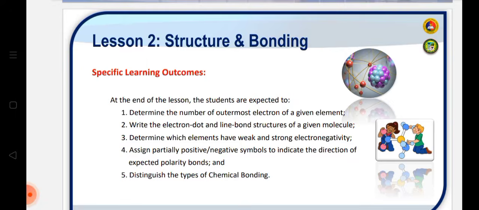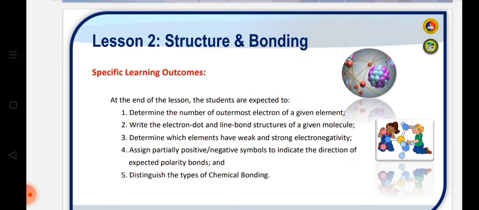So today we're going to explore one of the foundational topics in organic chemistry, such as structure and bonding. So why is this lesson important? Okay? This lesson is important and essential because understanding how atoms bond and interact will help you grasp more complex reactions later on. Okay, so here are the specific learning outcomes.